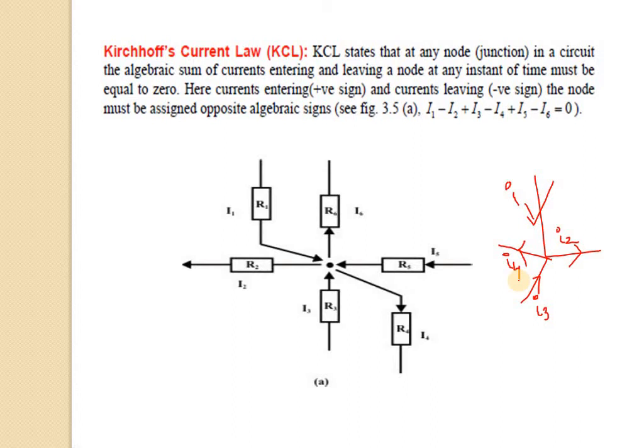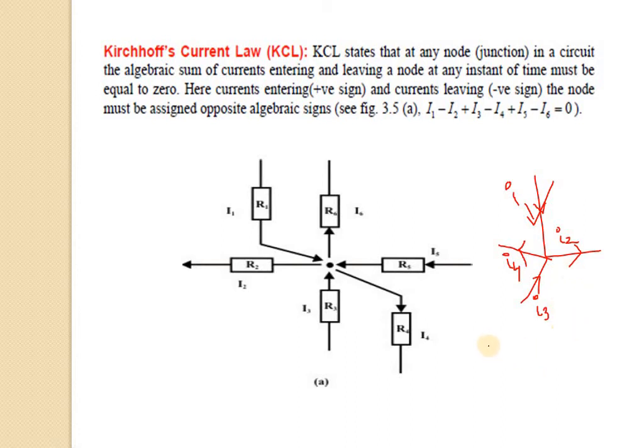But here we have to see one thing, the directions. When the current direction is towards the node, entering, then the current will be taken as positive. And when the currents are leaving the node, then we will take it as negative. Here 2 currents are entering, I1 and I3, so these will be positive. And I4 and I2 are leaving, so these will be negative. That means the summation I1 plus I3 minus I2 minus I4 equals 0.